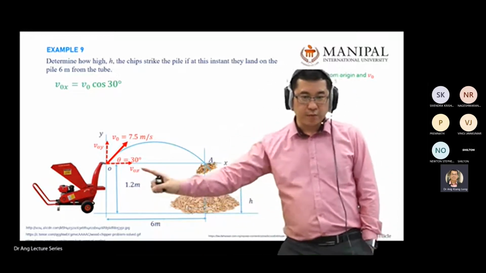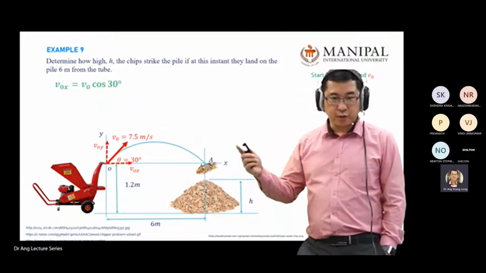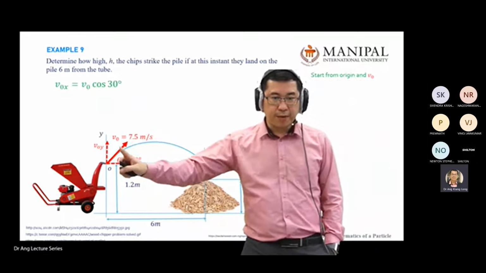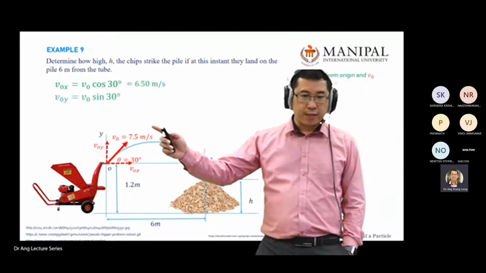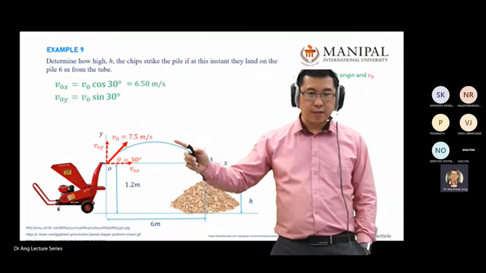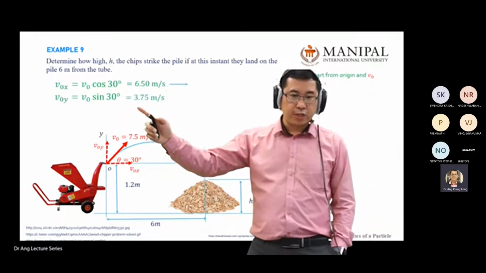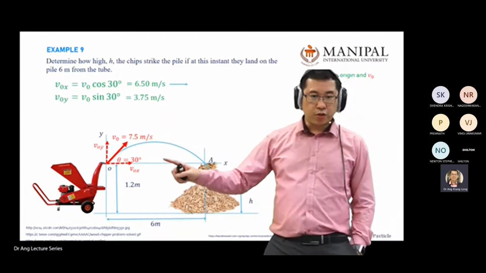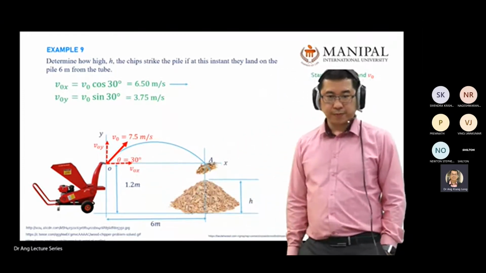You get this component. You do the same for VOY, but you use sine because sine is opposite divided by hypotenuse. Okay. You use sine 30 to get your y-axis. So VOY, you get another value, 3 point something, 6 point something for x. Any questions so far for x component and y component?